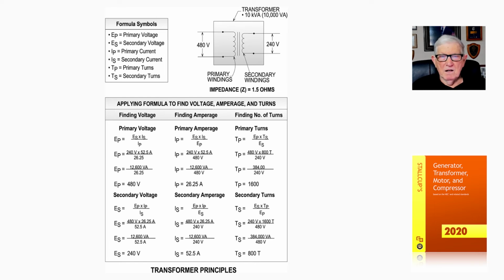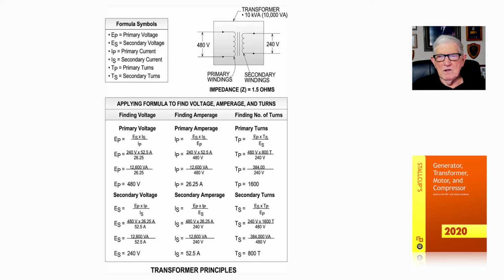Now, secondary amps, you do the same thing. You just use the formula, current in the secondary equals voltage in the primary times the current in the primary divided by the voltage in the secondary. And when you do your math, you come up with 52.5 when you insert those values based upon the symbols in the formula that you see to the left there of the transformer.